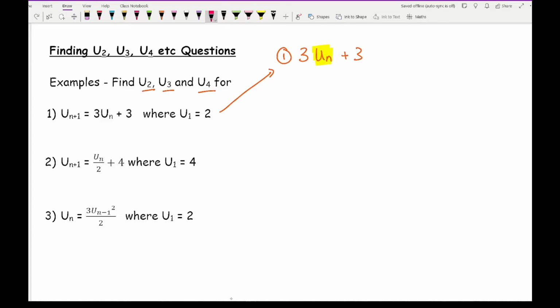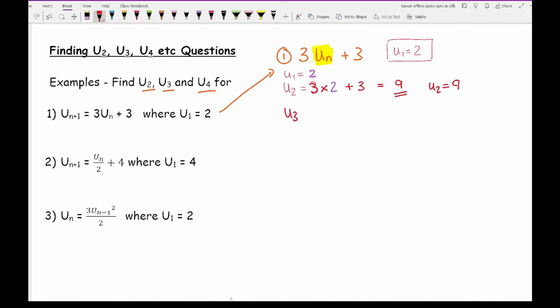So if I'm starting with u1 equals 2, now note that that's been given to me in the question, then to work out u2, what I need to do is multiply 3 by the previous term. Now the previous term is 2, so that's going to be 3 times 2, and then I need to add 3, which is what the formula initially is. So let me just effectively use colours. So then working that out, I get an answer of 3 times 2, which is 6, plus 3, which is 9. So u2 equals 9.